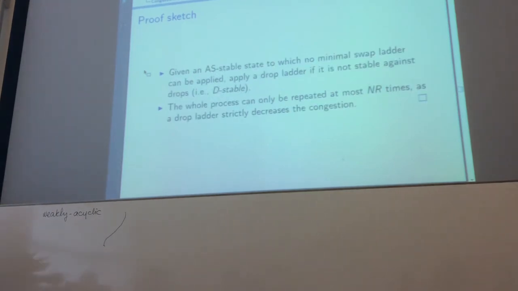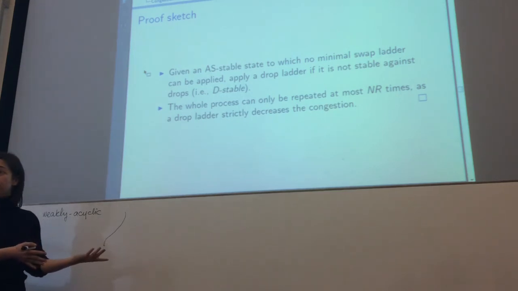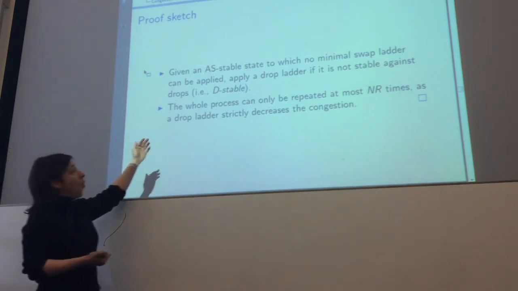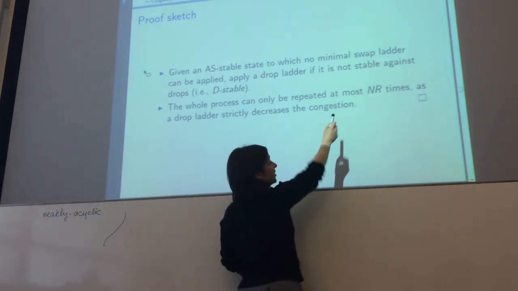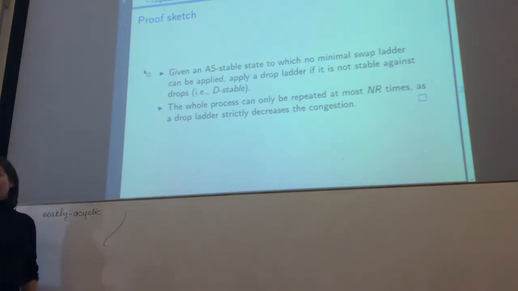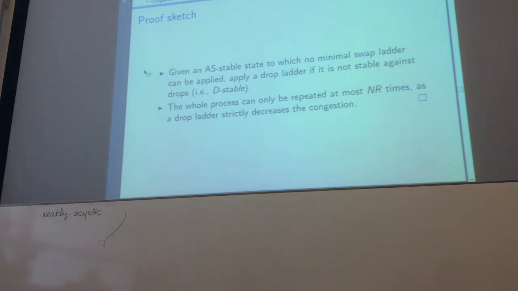Now, the only thing that we may need to deal with is if someone has a profitable drop. So there may be a drop ladder. Now, a drop increases the congestion on all the resources by 1. We have a finite game. So there cannot be more than the number of resources times the maximal congestion on each resource, after which we can repeat the whole procedure. So we get there in time which is polynomial in the number of agents and the number of resources.